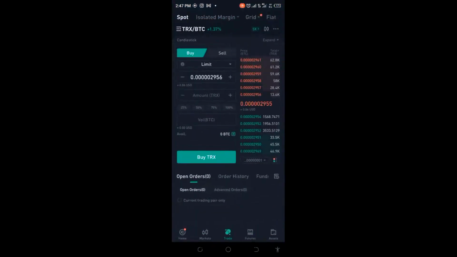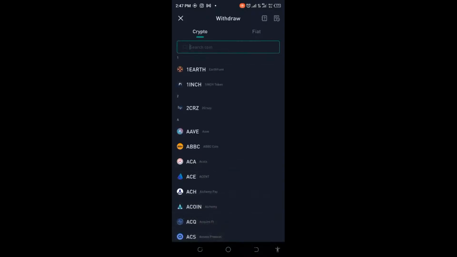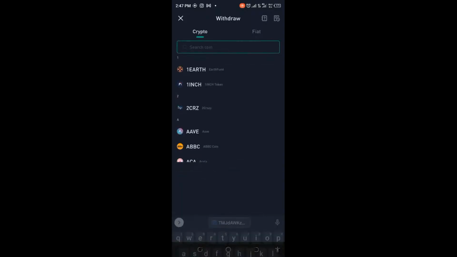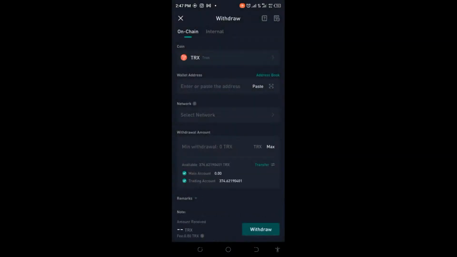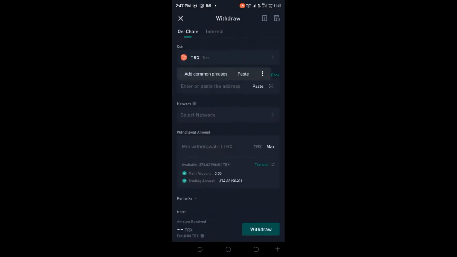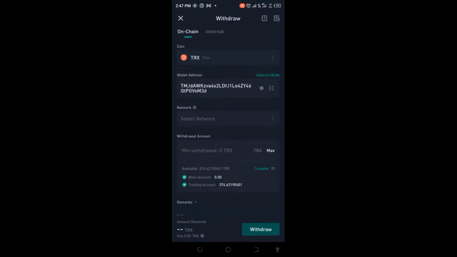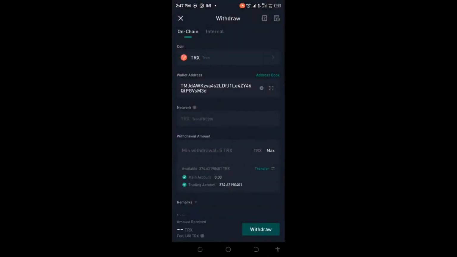Okay, so right now we're just going to withdraw it from here. Withdraw, and it's going to be TRX. You can see it already has highlighted that. Let's just put that there. TRX. So we have this here. Okay, so what do we have? Let's put in the wallet address. Great, and then the network is TRC20. TRC20, and then we're going to put in max everything that is here.